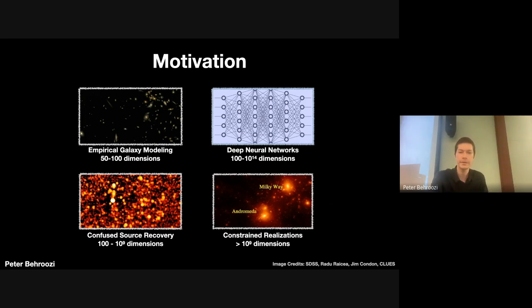There are a couple of other examples in astronomy. So confused source recovery, that's when you have a telescope that can see very deep, but not at very high resolution. And so you have potentially a lot of galaxies or stars overlapping in your field of view, and you want to figure out what the colors and brightnesses of each one are.